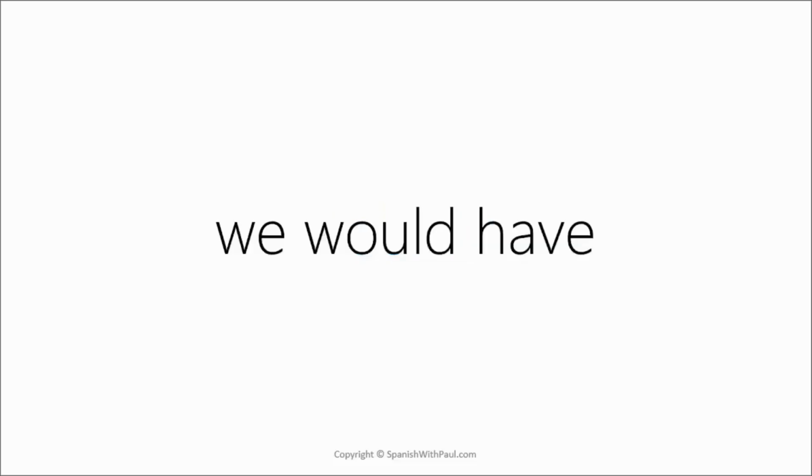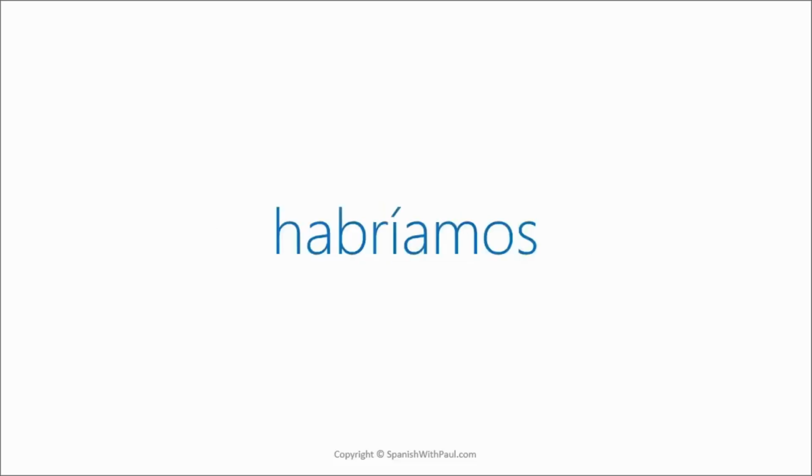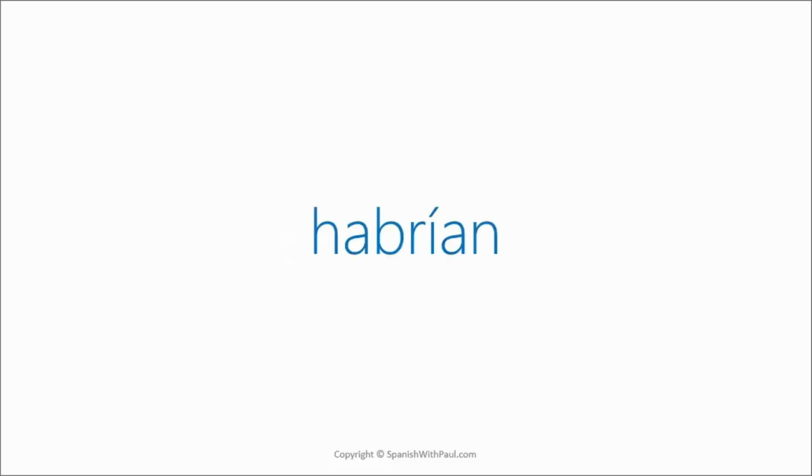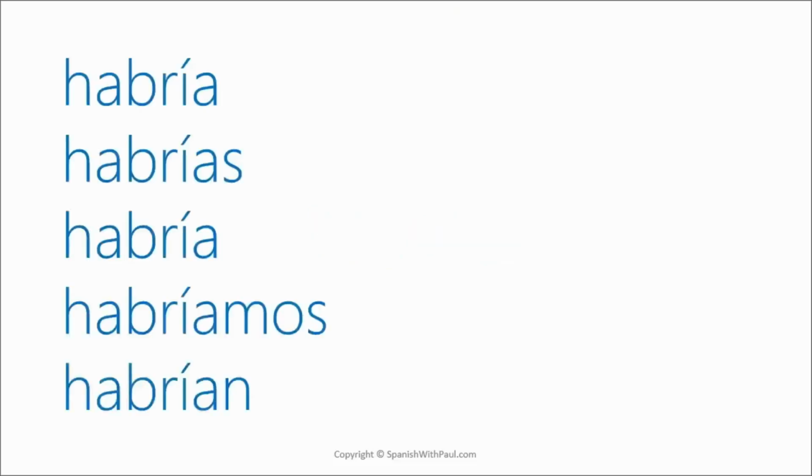Then we would have would be habríamos. So here we have our mos sound for we. Habríamos, we would have. Then finally we need they would have, and that would be habrían, the N standing for they, so habrían. If we put it all on one slide, it would look like this. We have habría, habrías, habría, habríamos, and habrían.